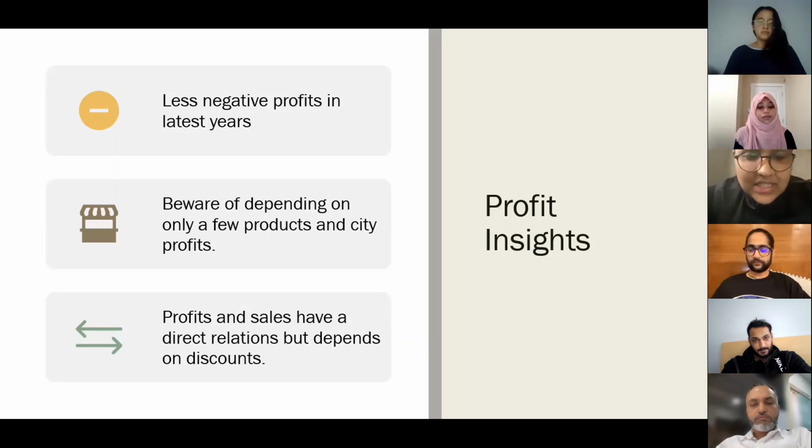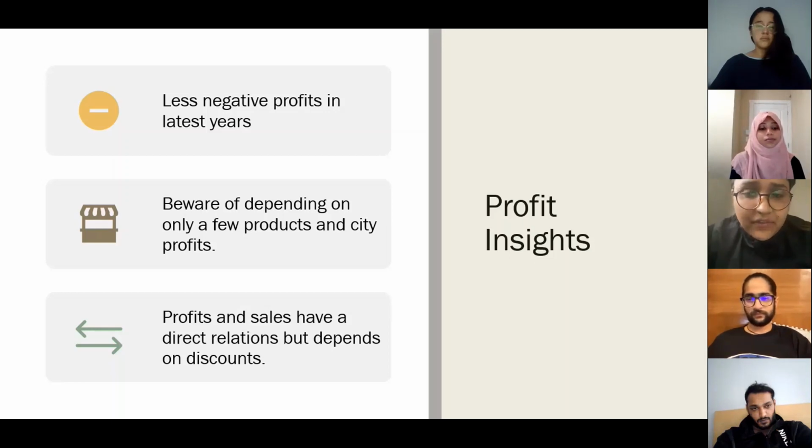So we have seen that state-wise, the sales are maximum in the city of New York, while if we consider according to the state, it is highest in California, while Texas has the lowest profit. And if we talk about the profit insights in our presentation, it has been noticed that there have been fewer negative profits in the latest years due to the changes in the trends, as already explained. And only a few products, depending upon the city, have been warned about the profits.